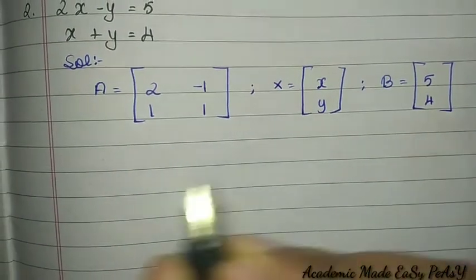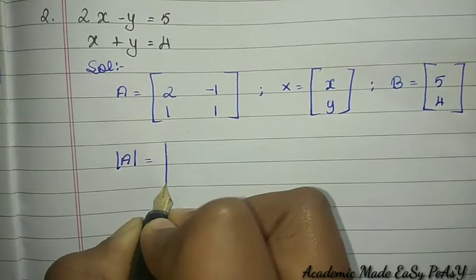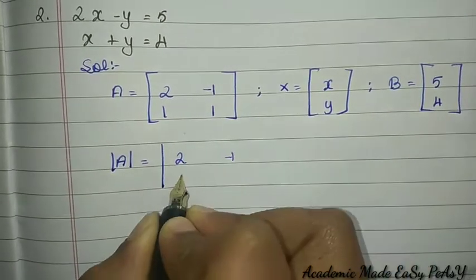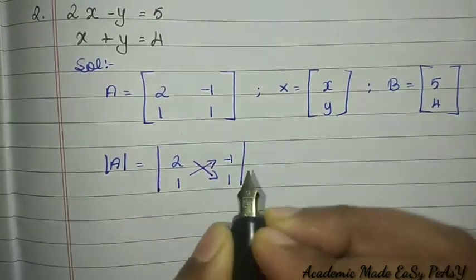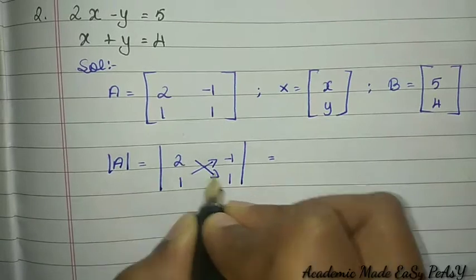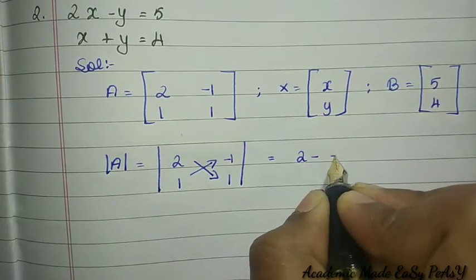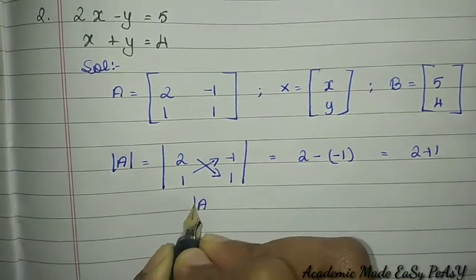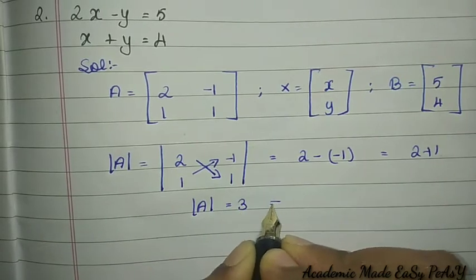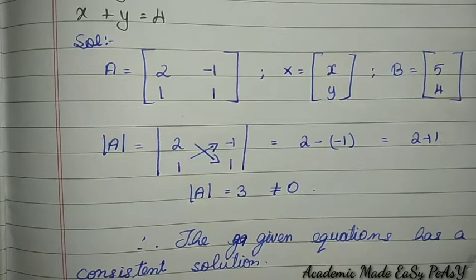Now in order to check my consistency, I will just take the determinant of A: 2, minus 1, 1, 1. I will be using the cross method in order to find it. 2 ones are 2, minus 1 into 1 is minus 1, so therefore 2 plus 1. So determinant of A is equal to 3, which is not equal to 0. Therefore, the given equations have a consistent solution.